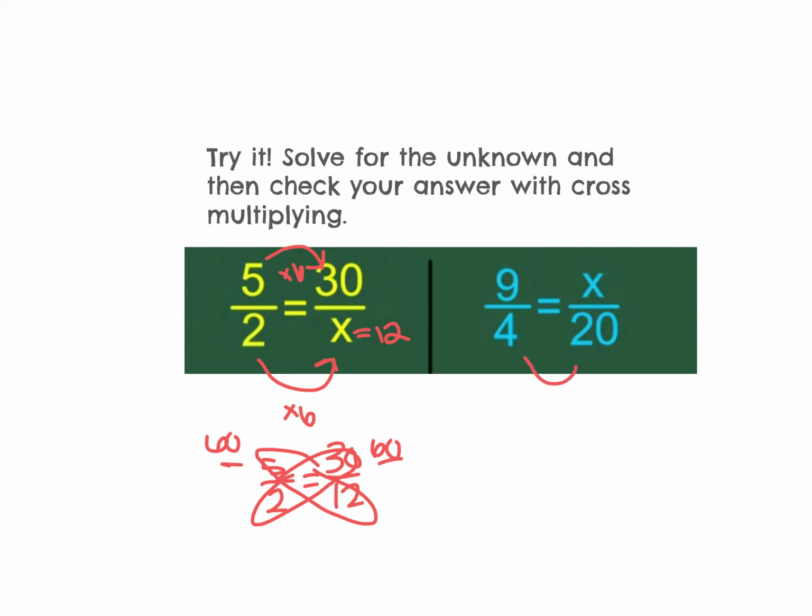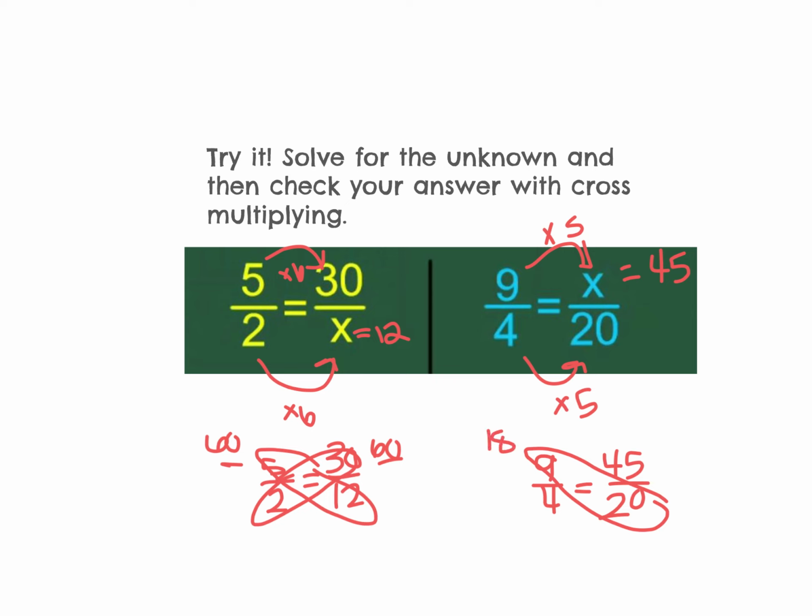All right, over here, I know that 4 times 5 gives me 20. 9 times 5 gives me 45. So I have 9 over 4 equals 45 over 20. If I'm going to use cross multiplying to check my work here, I need to do 9 times 20. I know 9 times 2 is 18, so since it's times 20, that would just be a 0 there. And then 45 times 4, if you didn't know that off the top of your head, you could just do this off to the side, and you get 180. So since those numbers are both the same when I cross multiplied, that means I've solved it correctly.